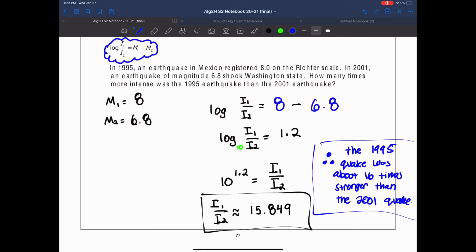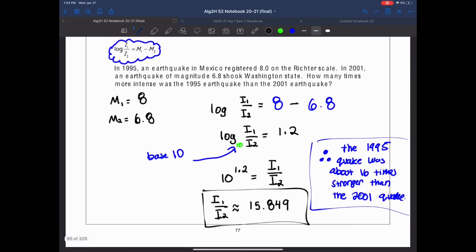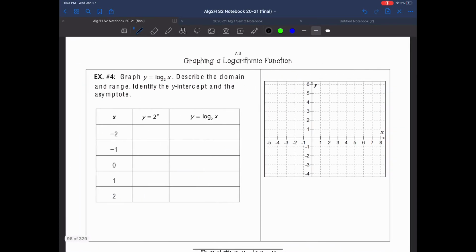Really, the hardest part here is just recognizing that since we just had a logarithm, it's assumed that we have a base of 10, because we know that if we just see the log symbol, it's a base of 10. Once you figure that out, it's really a matter of just putting it in exponential form and then plugging it into your calculator. Awesome.